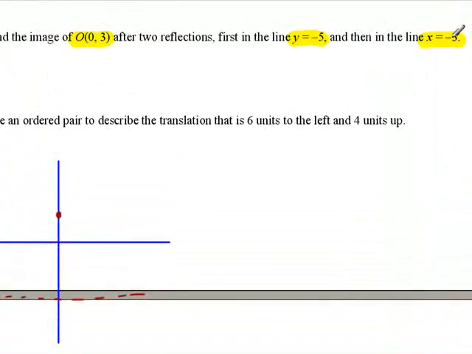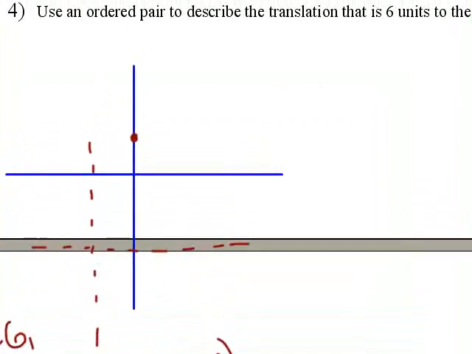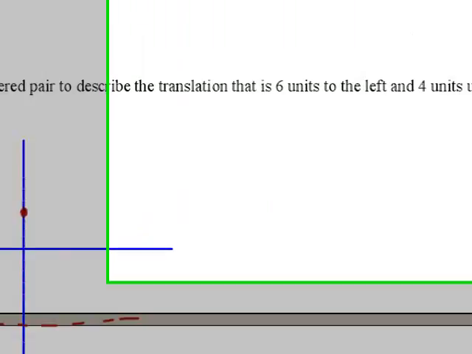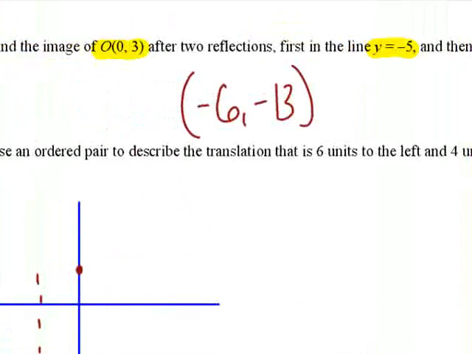Now we have to go across the line x equals -3. Well, x equals -3 is somewhere about right here. So you have to flip across that line. That's going to put us over here. How far is this distance right here? Some 3, and another 3 should put us at -6, -13. So the answer for O prime here is it's going to end up at (-6, -13).